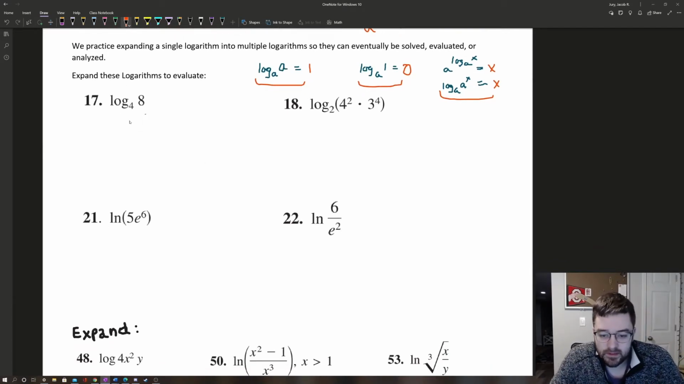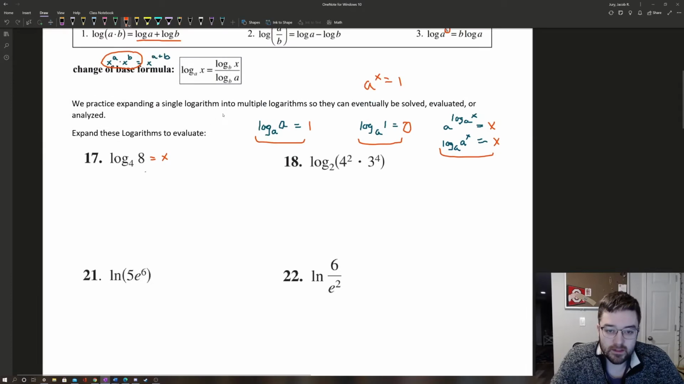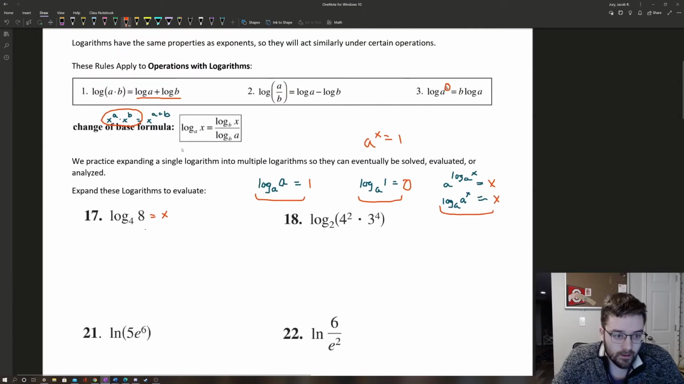So 17 through 22, yes, I know they can be solved just by converting them to exponential form, but we're going to go through expanding these logarithms with these rules. I'll leave that up there, and we'll tackle 17 and 18 and 21 and 22 with those rules.